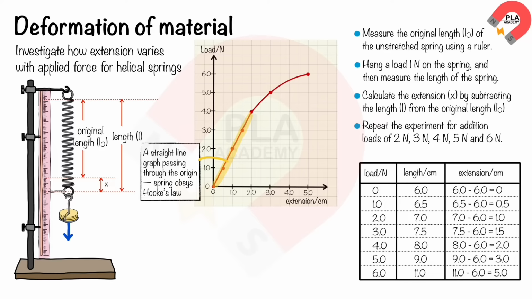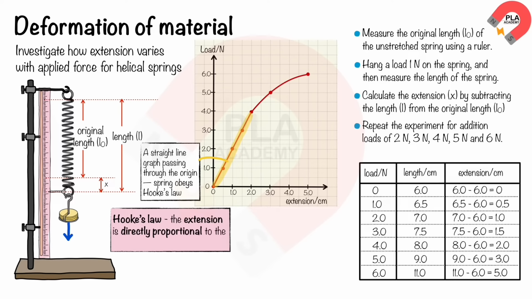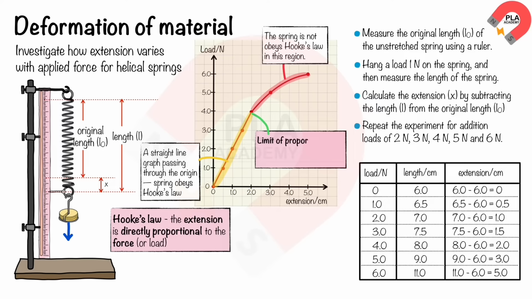This shows that the spring obeys Hooke's law. Hooke's law states that the extension of the spring, string or wire is directly proportional to the force, or load. In this region, the spring does not obey Hooke's law. This point is called the limit of proportionality.